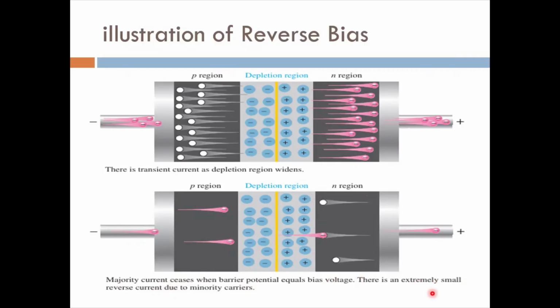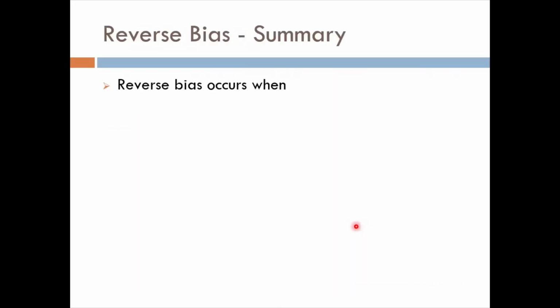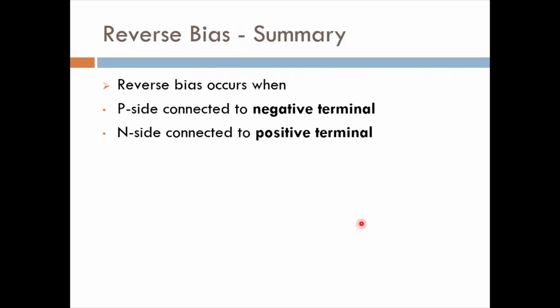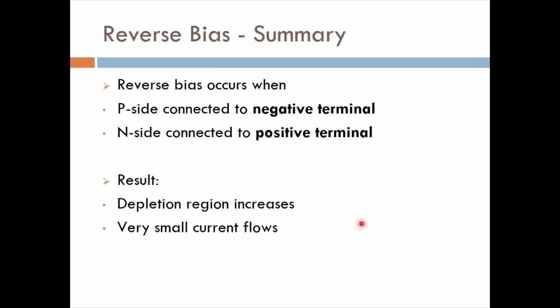After that, there is a very small reverse current due to the minority carriers, just like electrons in the P region and holes in the N region, which act as minority carriers. That current is called leakage current, because it is not desired. The diode is only desired to allow current in the forward direction, not in the reverse direction. So if we summarize, in reverse bias, the P side is connected to the negative terminal and the N side is connected to the positive terminal. The result is that the depletion region increases and a very small amount of current flows.